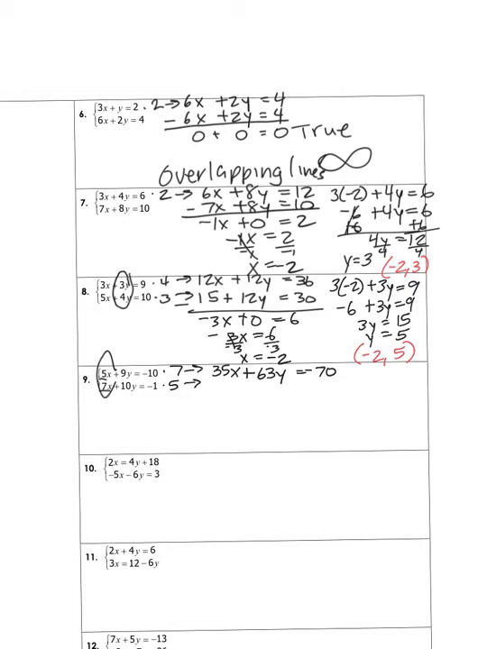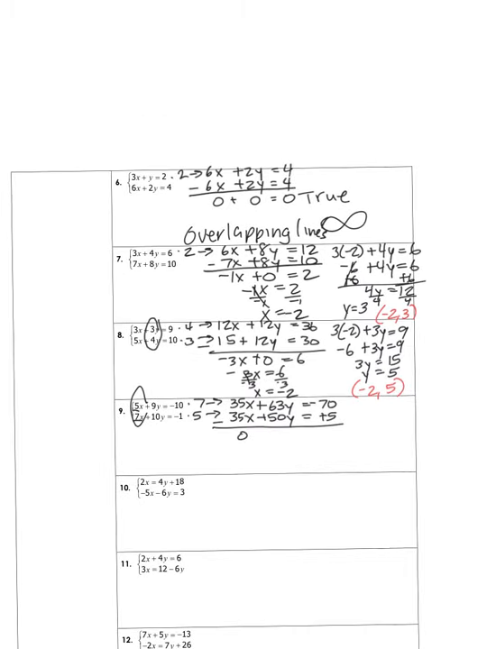And then 35x plus 50y equals negative 5. And I'm going to subtract these two equations, so I will need to change this negative 5 to a positive. All right, 35x minus 35x is 0.